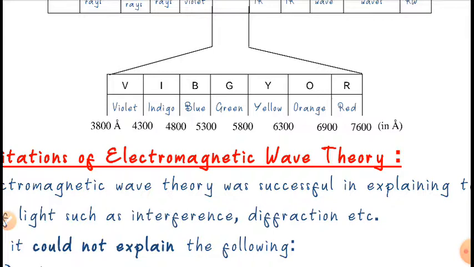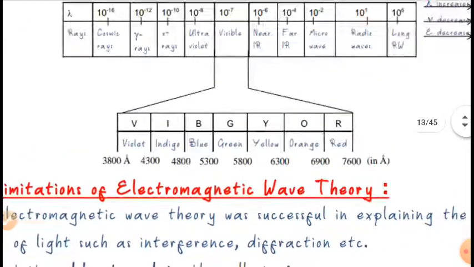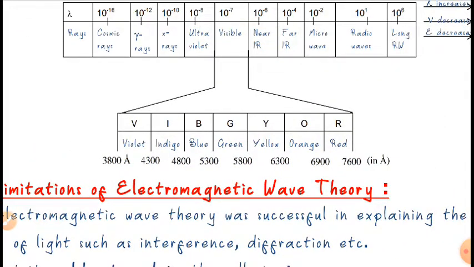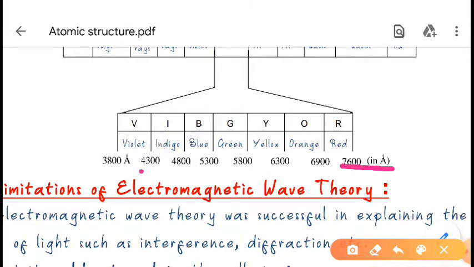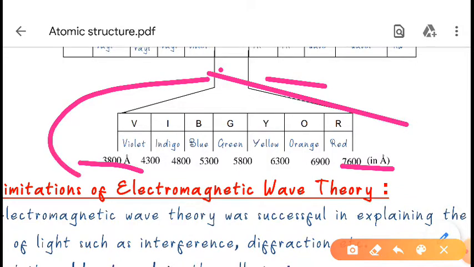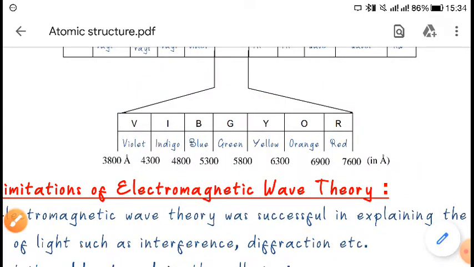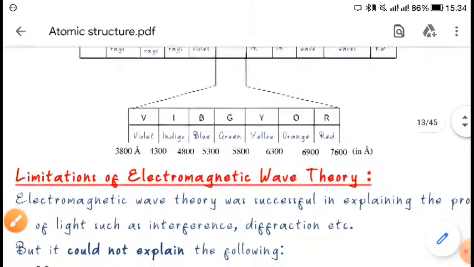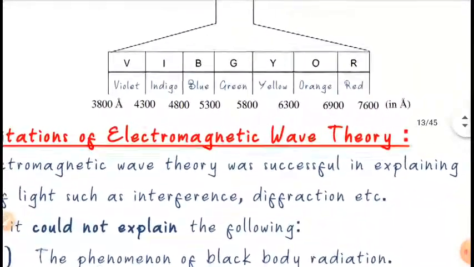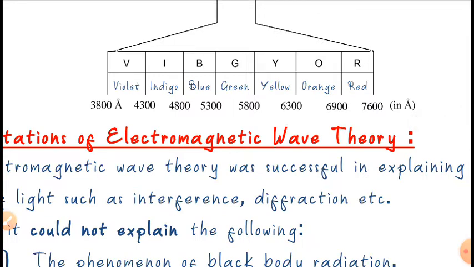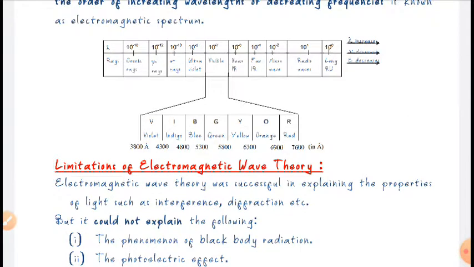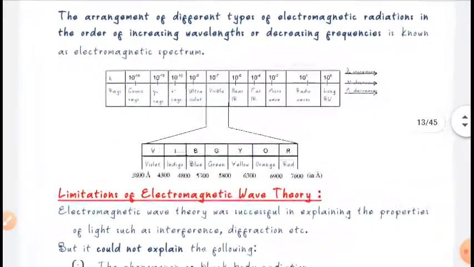Why is it called the visible range? Because light whose wavelength is between these two numbers is detected by our eyes. That is why it is called the visible region. That visible region is composed of 7 colors: violet, indigo, blue, green, yellow, orange, and red. So this was about the spectrum.